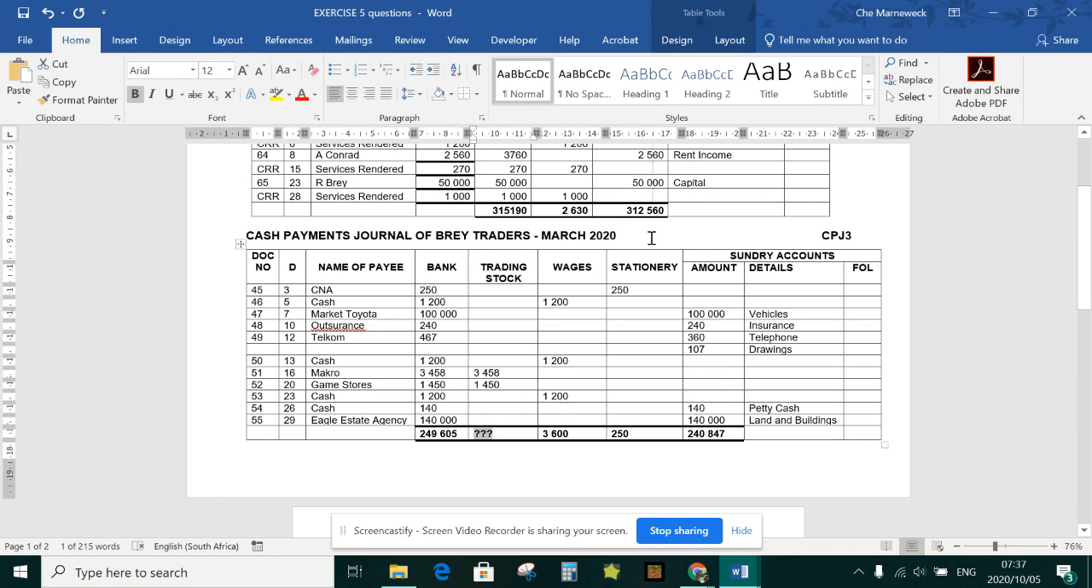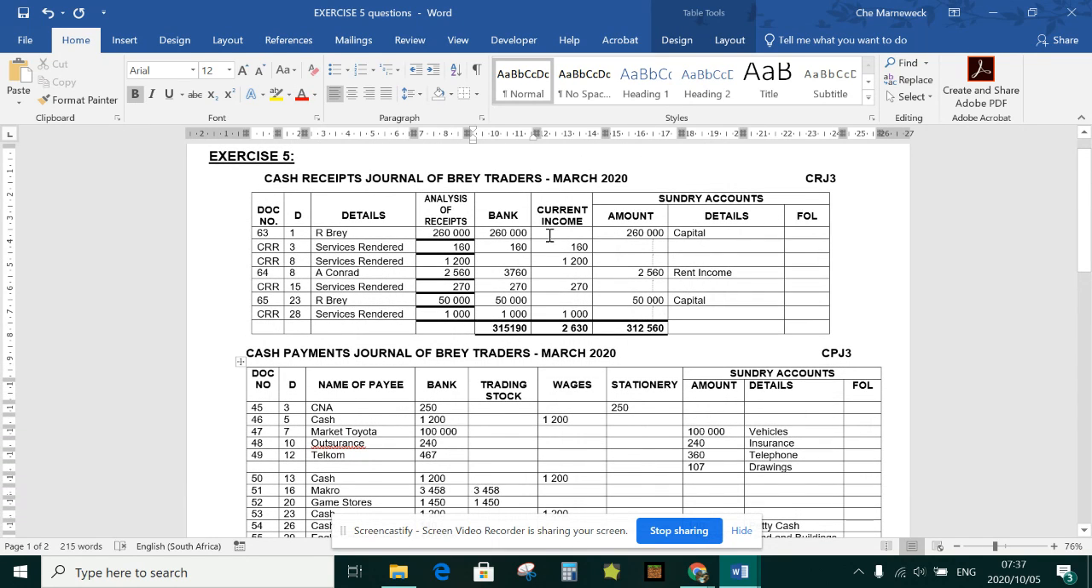I'm going to go with that because it seems like the quickest way. 3458 plus 1450 gives us 4908. Okay, so now that we've worked out our figures, we can start posting. Remember, if it is a column, we post the total of the column. If the amount is under sundry, we are going to post the individual amounts.